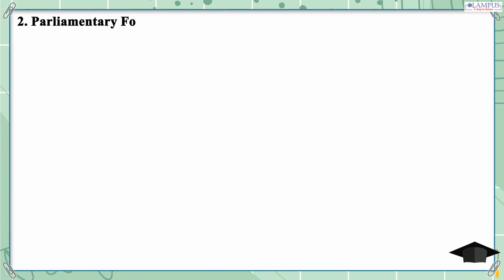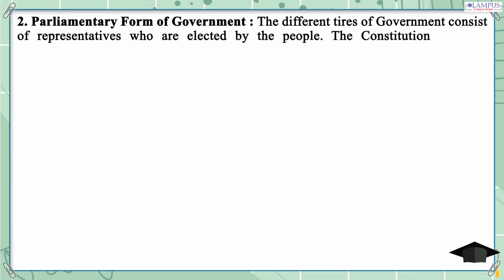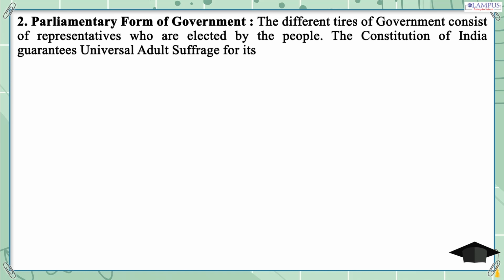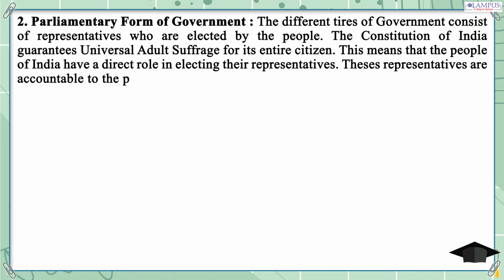2. Parliamentary form of government. The different tiers of government consist of representatives who are elected by the people. The Constitution of India guarantees universal adult suffrage for its entire citizenry. This means that the people of India have a direct role in electing their representatives. These representatives are accountable to the people.